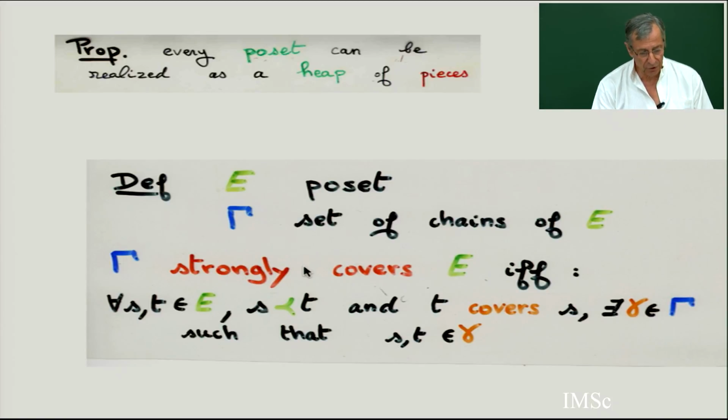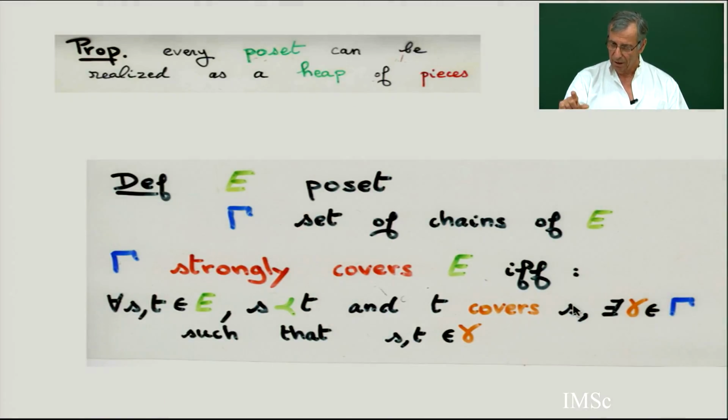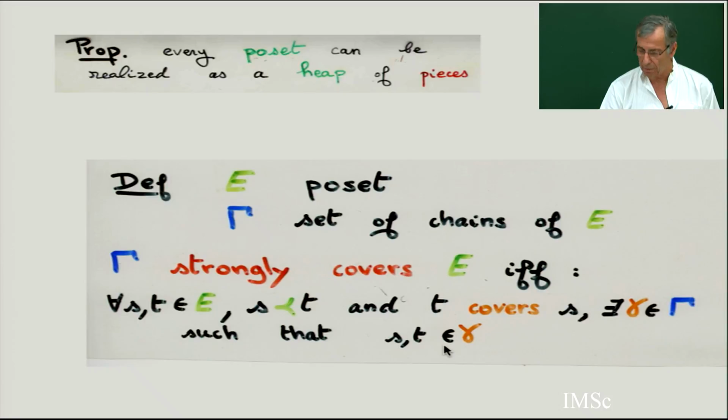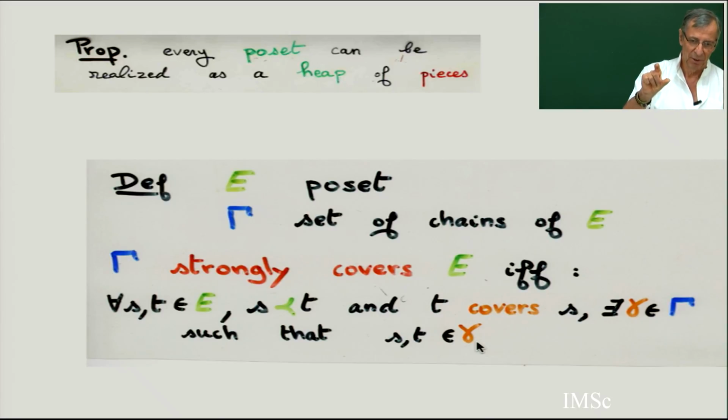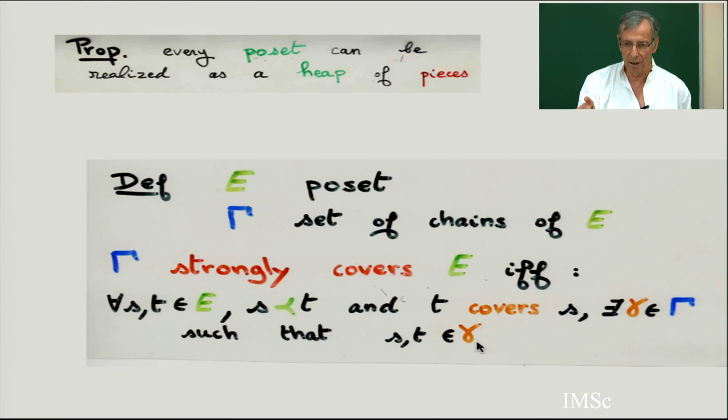We say that the set of chains strongly covers the poset if and only if, for any pair of elements S, T with S less than T and T covering S, so any pair of elements in the covering relation, there exists a chain going through these two elements. So you take any edge in the Hasse diagram, any green edge connecting two elements, then there is a chain of the family gamma going through these two elements. These two elements belong to a certain chain.